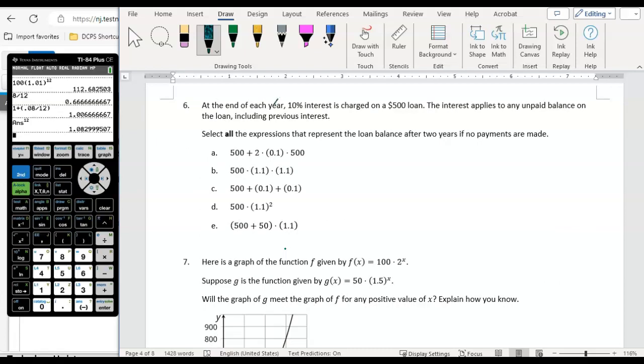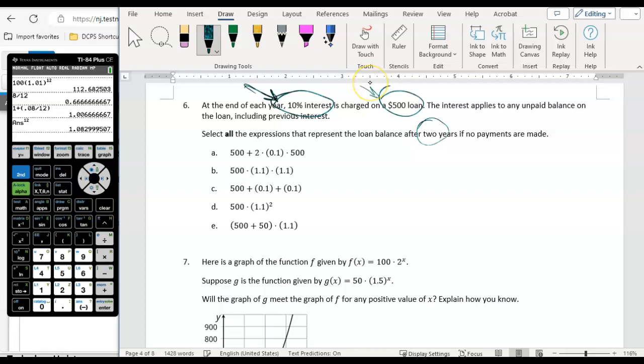At the end of the year, 10% interest is charged on a $500 loan. This interest applies to any unpaid balance on the loan, including previous interest. Select all the expressions that represent the loan balance after 2 years if no balance payments are made. All right, so this is yearly, annually, no month. We don't need to do any special division or anything.